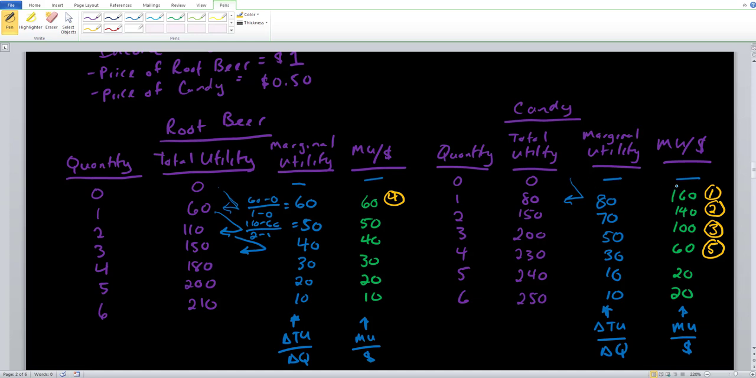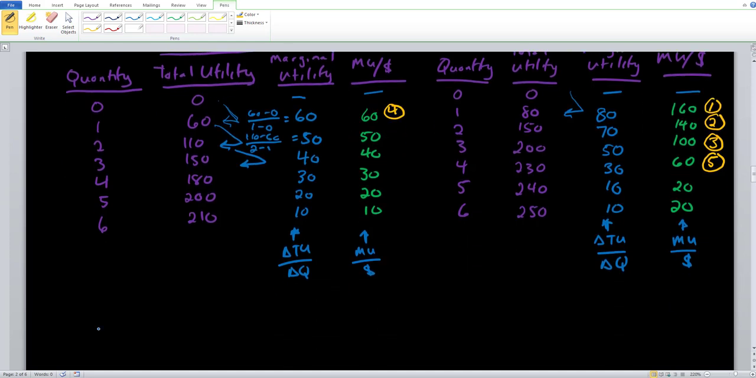Are we at a point where we are spending all of our money? Each piece of candy is 50 cents, so 50 cents, $1, $1.50, $2, and each root beer is $1, so that's $1 here. So $2 plus $1 equals $3, which is our entire income. So yes, we are meeting both of our conditions for utility maximization. So our optimum consumption bundle, as we can see right here, is going to be 4 units of candy and 1 unit of root beer.